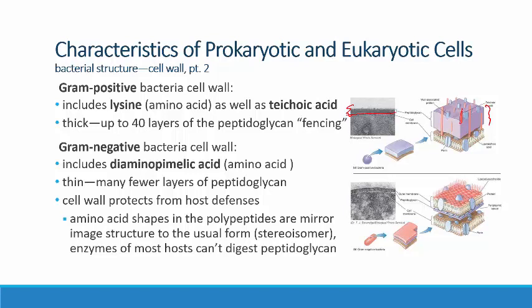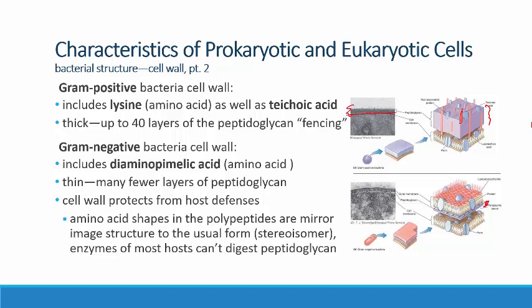Gram-negative cell walls, though, rather than having lysine and teichoic acid, include diaminopimelic acid, another one of the amino acids. And we see that the cell wall in gram-negative cells is very, very thin in comparison. So here's that peptidoglycan layer in a gram-negative cell wall.